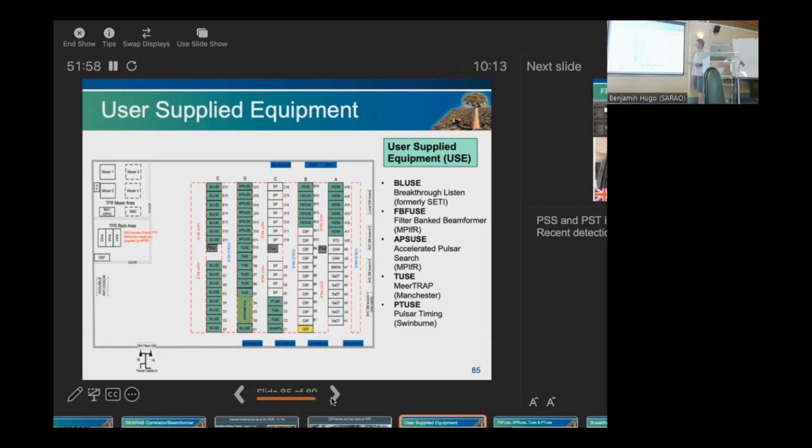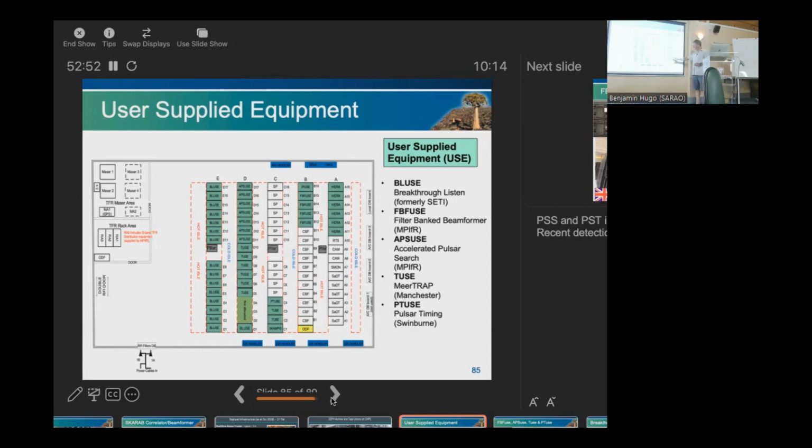Okay, HERO is completely separate. That's a different telescope. But very importantly, in the context of this meeting, BLUSE, Breakthrough Listen, there's a whole row of racks over there, which are doing SETI work, basically pulling MeerKAT data out all of the time. FBFUSE is a filter bank beamformer. In order to search for transients and pulsars, you need a lot of beams on the sky. And Max Planck colleagues brought that. If you want to look for pulsars, you need to do accelerated pulsar search, and again, Max Planck provided that. If you want to detect transients, then you need what we call MeerTRAP, which came from Manchester. And if you want to time pulsars, we have PTUSE, which is pulsar timing, which is largely out of Swinburne.